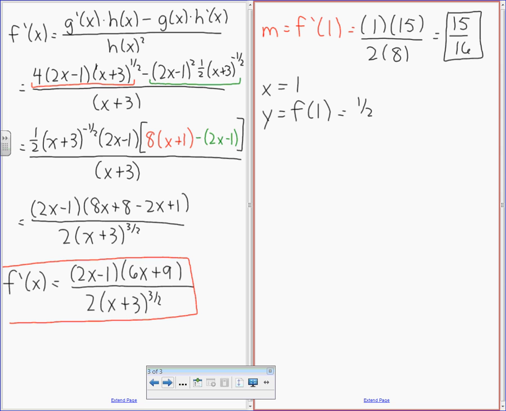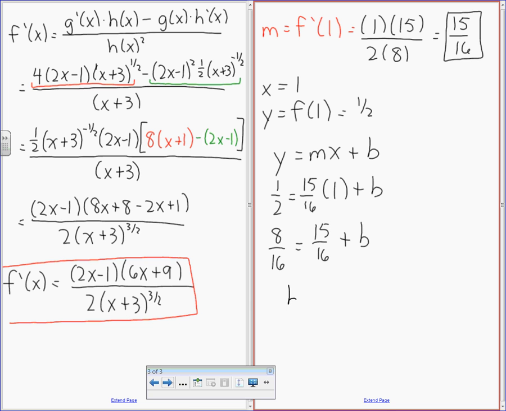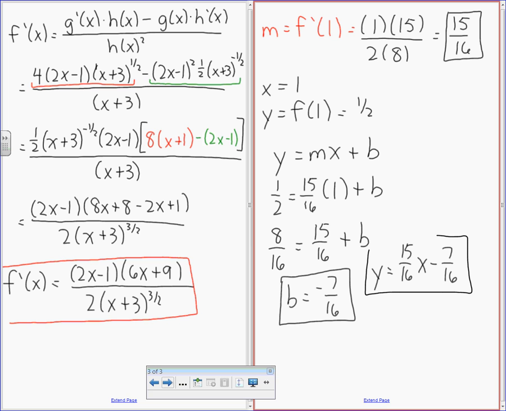So I'm going to just solve the equation y equals mx plus b. We're going to say 1/2 equals 15 over 16 times 1 plus b. I'm going to call 1/2 8 over 16, and say b equals negative 7 over 16. My overall equation then is going to be y equals 15 over 16x minus 7 over 16. And I think that's right.